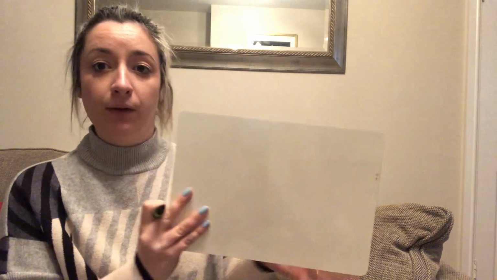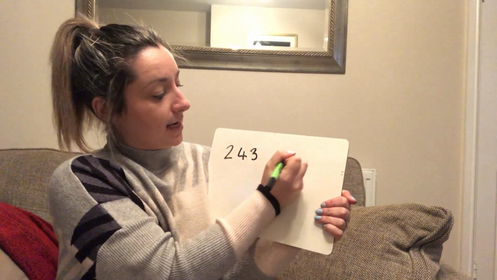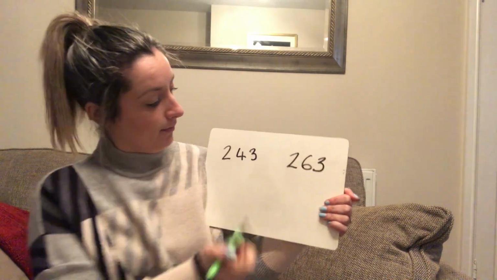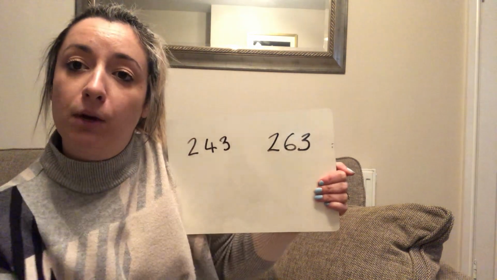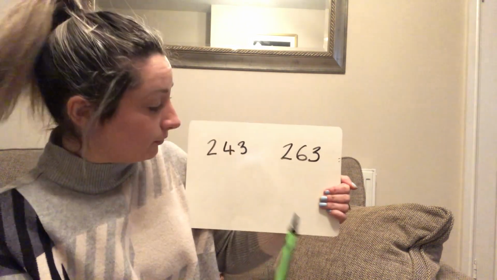We need to determine which symbol we're going to use. For example, I'm going to use a smaller number as an example on the board, and you're going to figure out which symbol I should use. So I'm going to have the number 243, and on the other side I'm going to have 263. In the middle is where I'm going to put the symbol to show which number is greater.